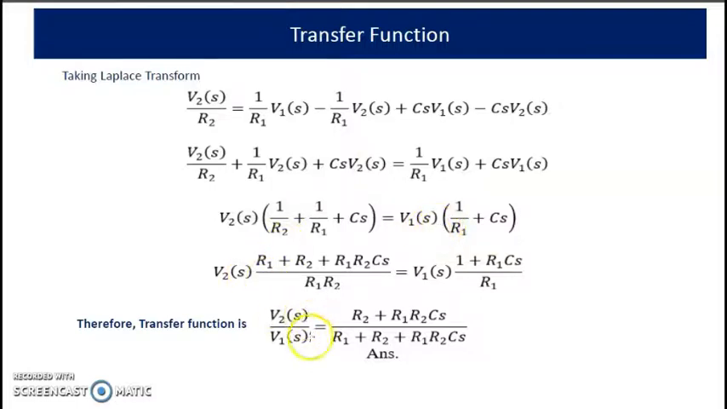So take the ratio V2 of s by V1 of s is equal to R2 plus R1 R2 C s divided by R1 R2 plus R1 plus R2 plus R1 R2 C s. So this is the answer.